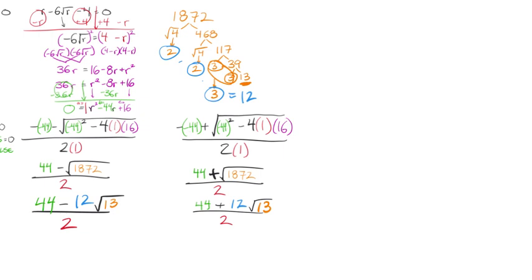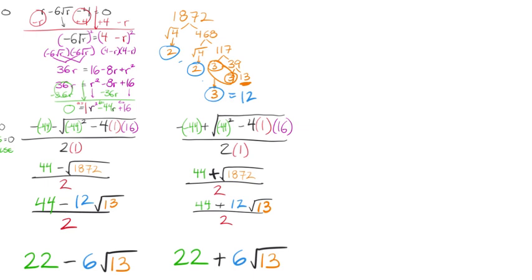And then last of all, we can see the simplification that can occur. 44 is divisible by 2. 44 divided by 2 is 22. And then of course we'd have minus, and then we'd have 12 divided by 2, which is 6. And then we still have that square root of 13. Okay, so we have that one. On the right, we're going to have the exact same values, right? The 44 and 12 are both divisible by 2. The only difference is now it's going to be plus right there.